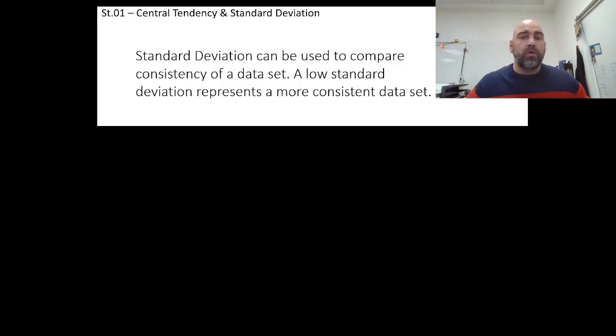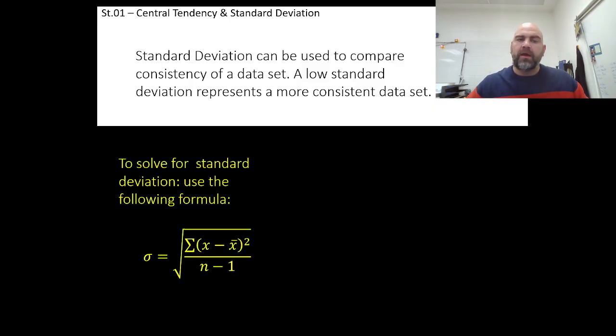If we take a look at a whole bunch of numbers, we want to figure out, is this a very consistent set of data or is it a very inconsistent form of data? And standard deviation can help us with that. So a low standard deviation, a small number, represents a more consistent data set. Here's our equation that we're going to use.